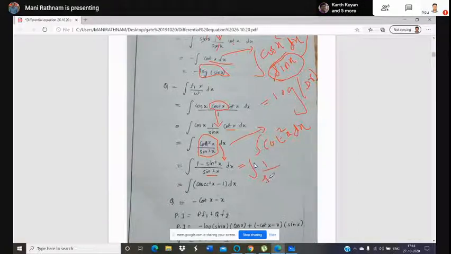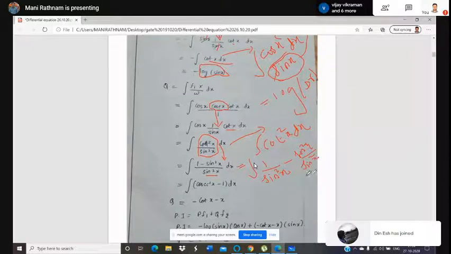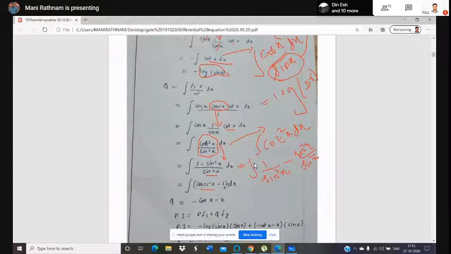That is the integration of 1 by sin square x minus sin square x by sin square x. So 1 by sin square x becomes what? Cosecant square x. We already know that cosecant x is 1 by sin x. So 1 by sin square means it gives cosecant square x, and sin square x cancels, giving 1 dx.